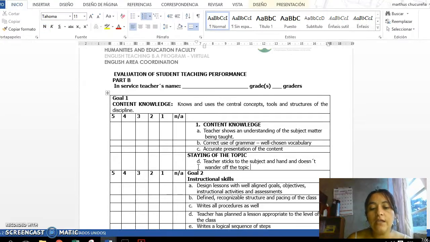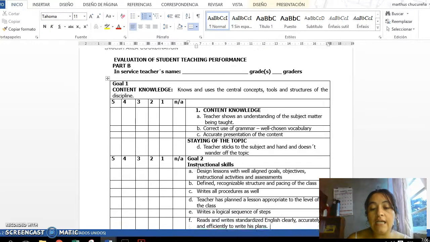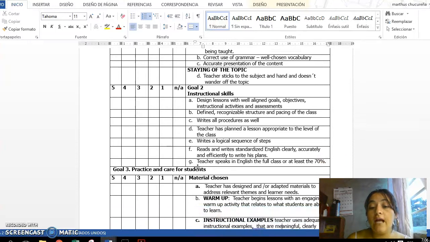They are also talking about instructional skills, like your lesson plans. Pacing of the class is very important, so as not to stay all the time in front of the board with a marker.